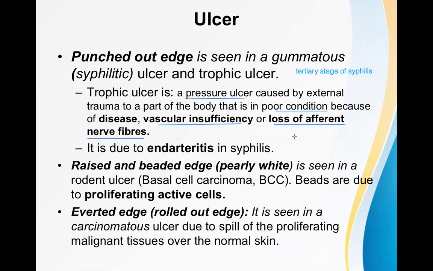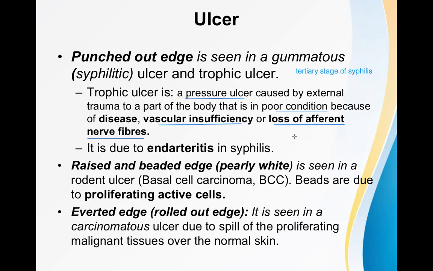Now, afferent and efferent. Very easy terms for you. Afferent is towards the brain. Exactly. Afferent is towards the brain, meaning it's a sensory fiber. Efferent means motor. They take the command from the brain towards the periphery. This is motor or efferent. In this case, they are sensory fibers.